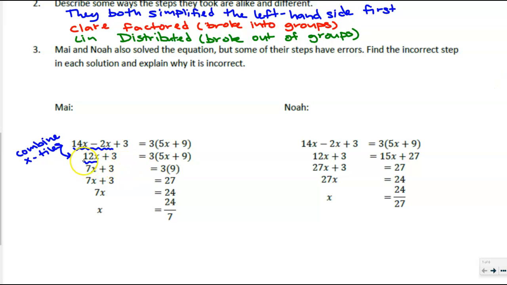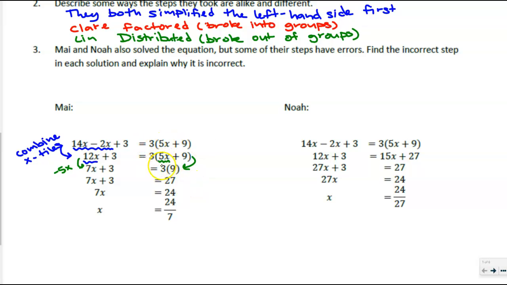Then I can see that 12x becomes 5x. Let's look at the other side and I can see why. Here's the 5x, and in the step below, that 5x is gone. That is where the mistake happens. Can you understand why that's where the mistake happens?